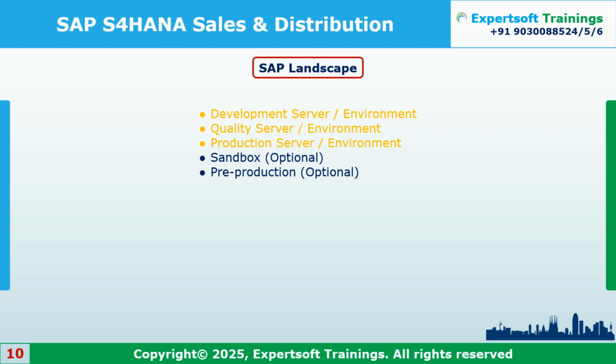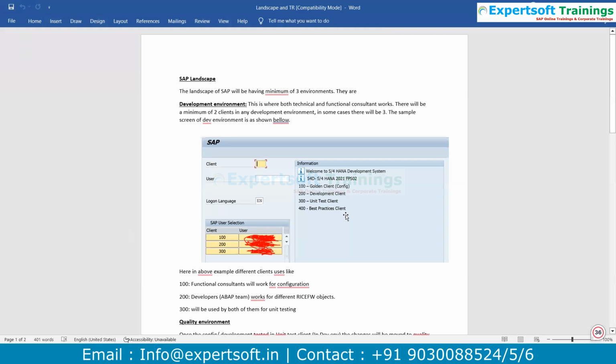In real time, if you look at the landscape, in development environment, this is one of the real-time landscapes that we are using. Can you read out what are the things that are written here? There is a golden client number 100. There is a golden client.